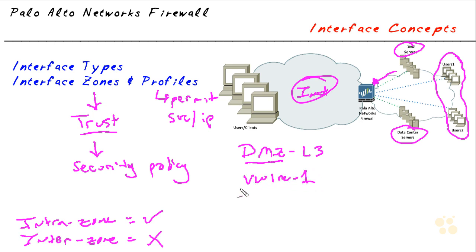1 or a TAP 1 or a layer 2 interface for that matter. So I can't have the zones mix and match. I do have to be careful when I'm thinking about what my zones are compared with my interface types and what I'm going to have going on. That's something to consider as we move along. But like I said, all it is is a management of the trust levels.